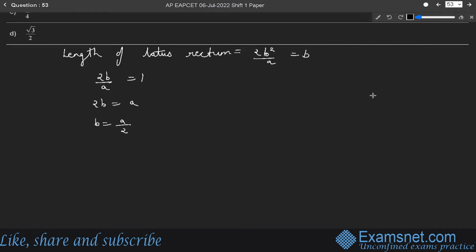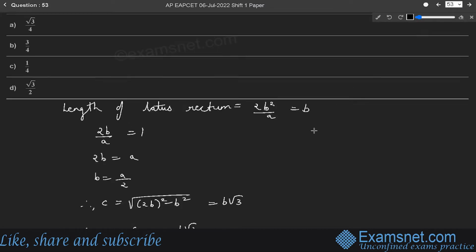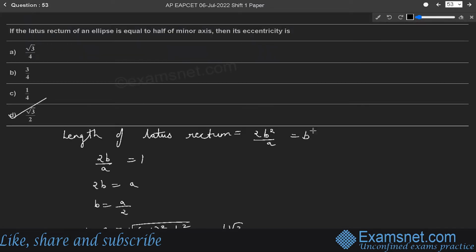If b is equal to a by 2, then therefore c will be equal to under root of 2b square minus b square, which is equal to b root 3. Therefore, eccentricity E will be equal to c upon a, which is b root 3 upon a. Substituting for a, we get E is equal to a by 2 into root 3 upon a. So a and a will be cancelled. So it will be root 3 by 2. Therefore, we can say that the required eccentricity for this question is root 3 by 2. Therefore, option number D is the correct option for this question. See, it was a very, very simple question.